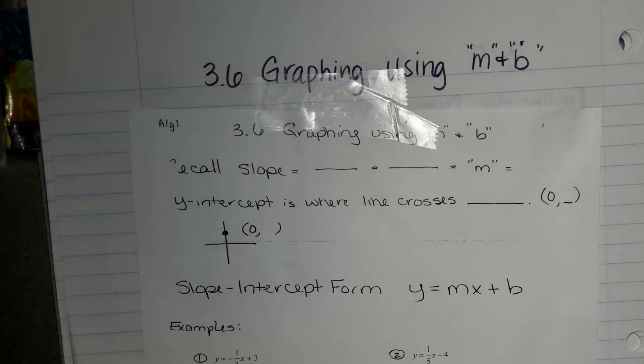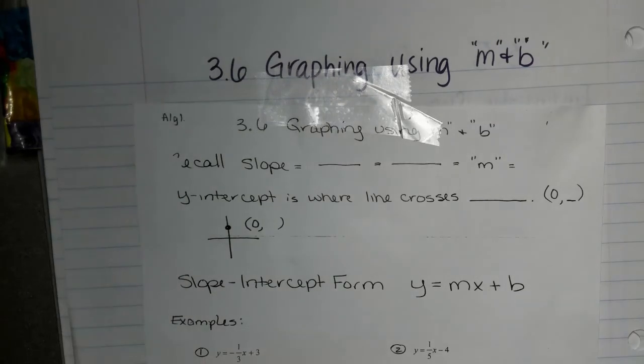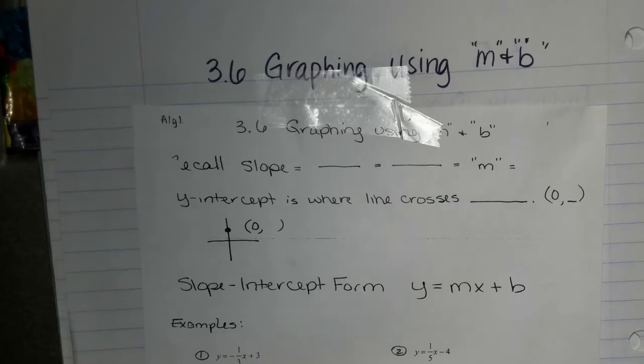Alrighty. Well, tonight we're on lesson 3.6, which is graphing using M and B. You should have these notes taped into your notebook, and we're going to be working with those.